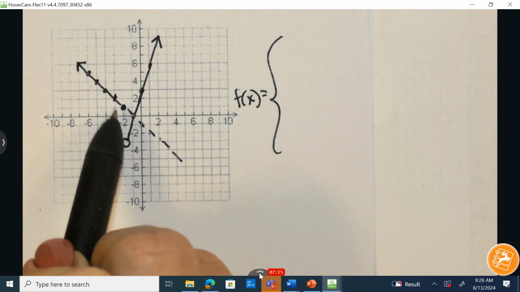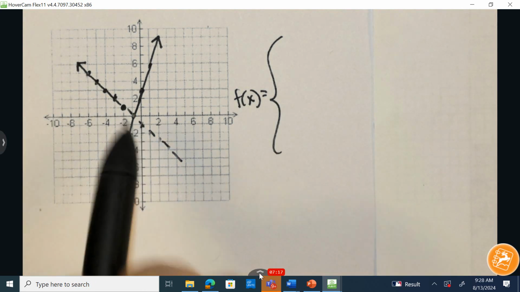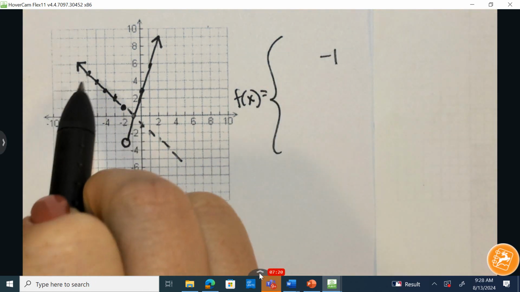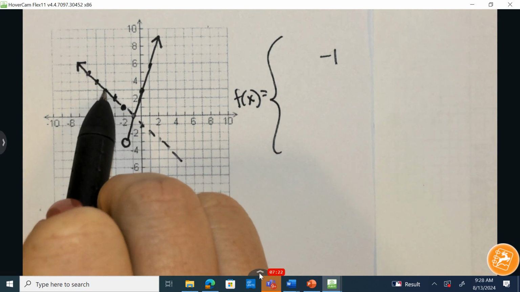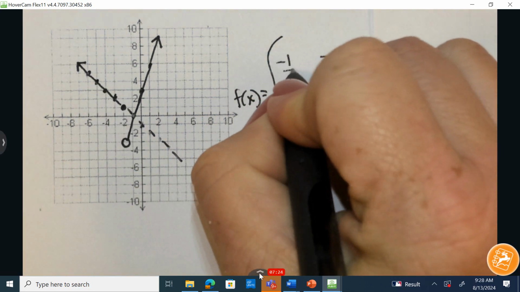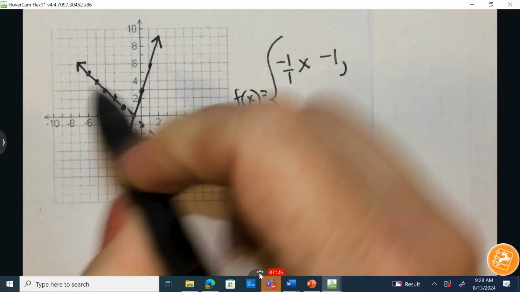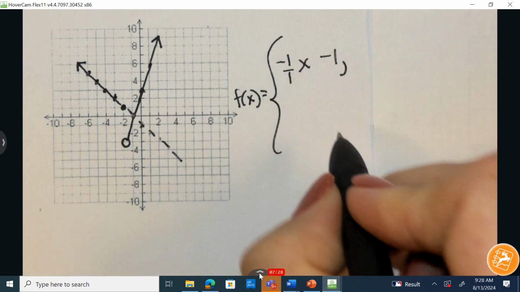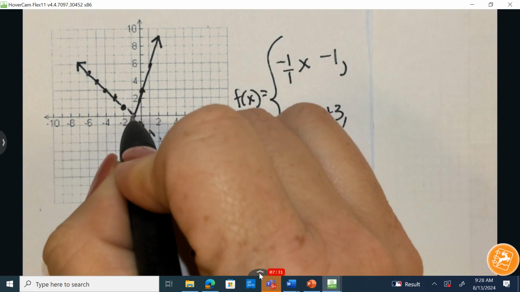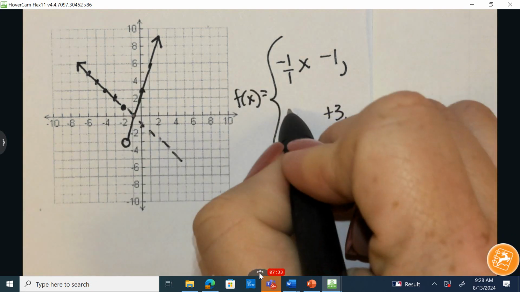This first piece right here would cross the y-axis at negative 1. From left to right, I go down 1, right 1, down 1, right 1, down 1, right 1. The second piece of this would cross at positive 3. And I go up 3, right 1, up 3, right 1.